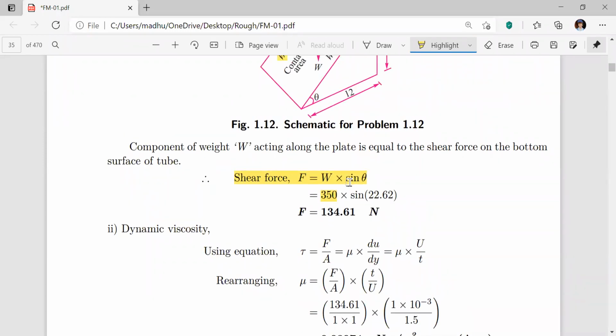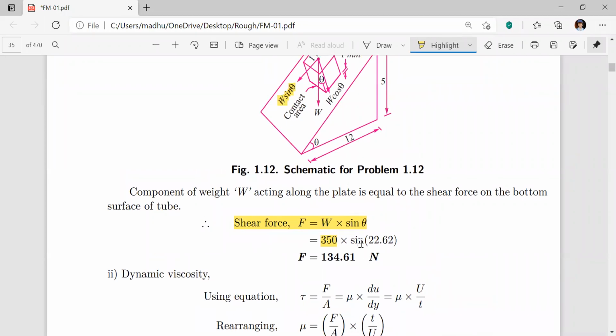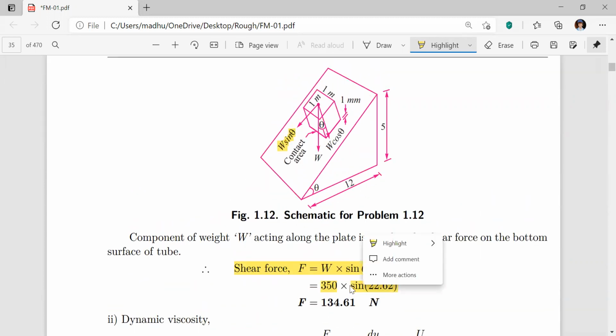And sin theta. Why is it sin theta? Here on this side it is cos theta. Here on this side it will be sin theta. Therefore sin 22.62 degrees. Why sin theta, look here: 5 by 12. When we do this, what comes here is tan theta. So the tan theta calculation comes. 5/12 is tan theta. So after that theta 22.5 degrees I have calculated.